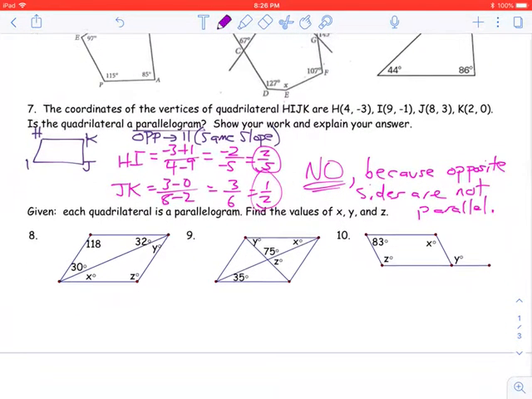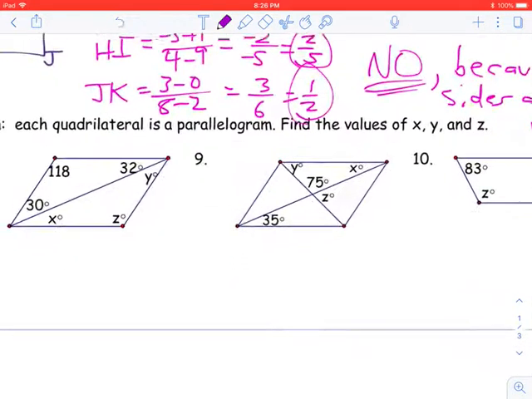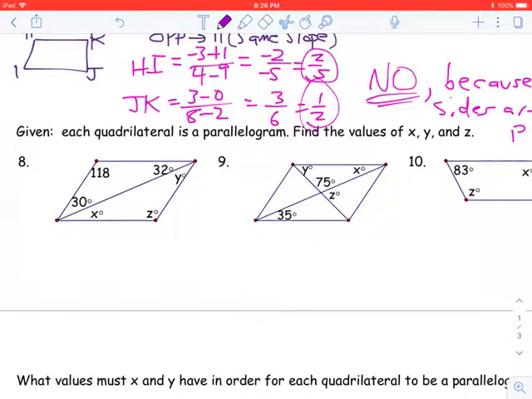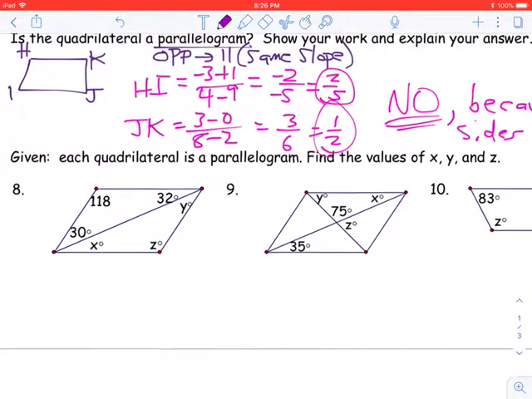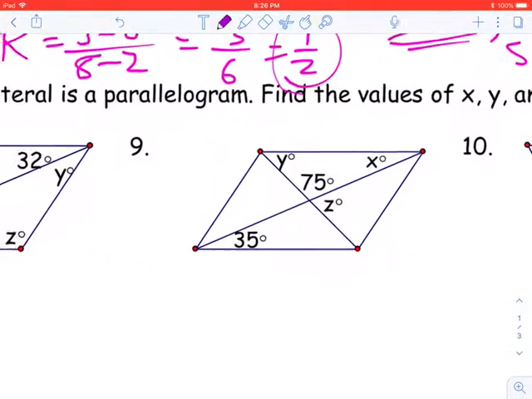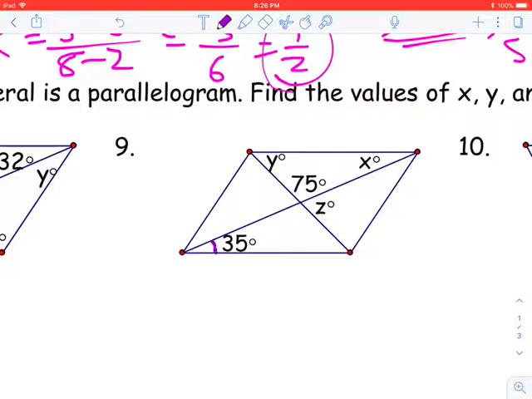Okay, so moving on to this last section here, and then we'll go to the next page. Each quadrilateral is a parallelogram. Find the values of x, y, and z. So if it's a parallelogram, we have those properties for each parallelogram. Opposite sides congruent, opposite angles congruent, all that good stuff. So in number 9, if this is 35, opposite of that is going to be 35 as well. So opposite of 35, x equals 35.